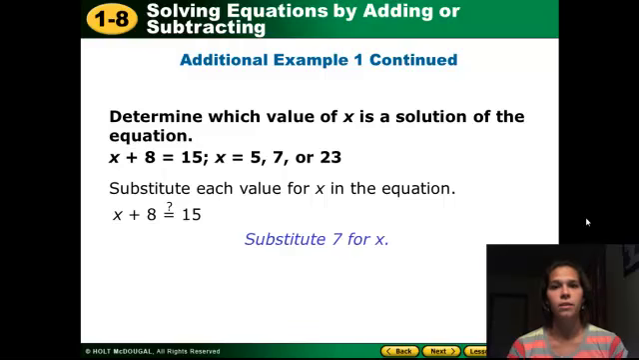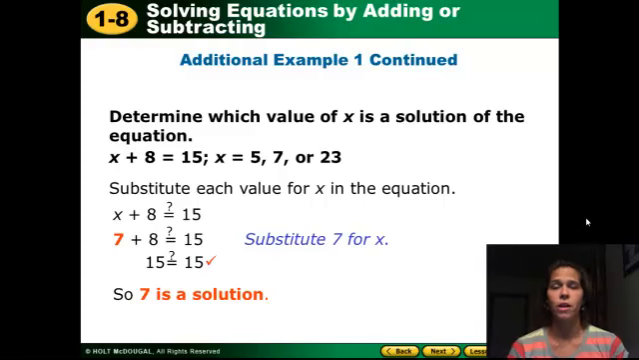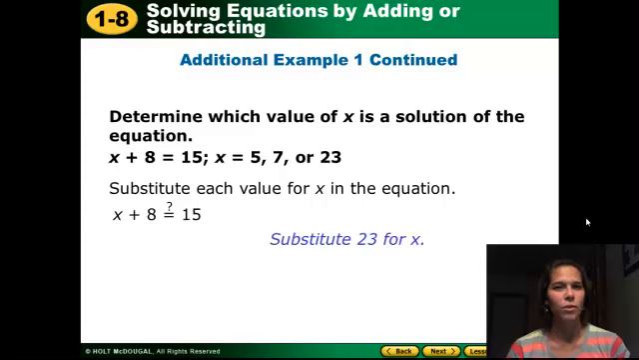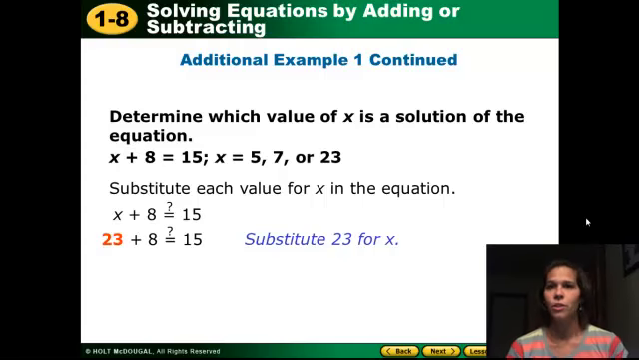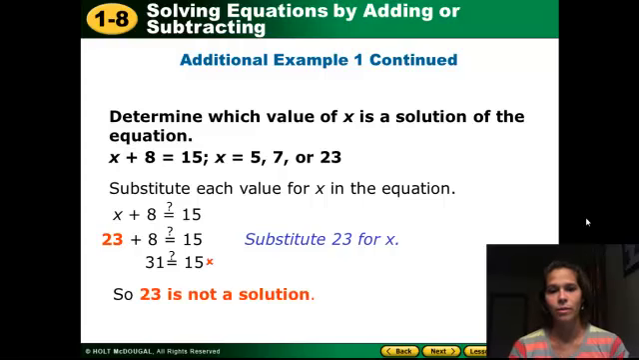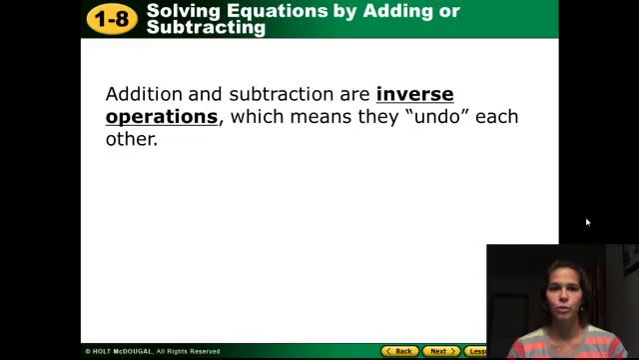If I move on to substitute 7 for x, now I have 7 plus 8 on the left-hand side of my equation. Is that equal to 15? If I add those together, I get 15 equals 15, which is a solution. So 7 is a solution, I know that. I pretty much know that 23 is not going to work in this case, but you can have equations where you will have more than one solution. In an addition equation, you rarely will have this. So I'll go ahead and plug in 23 plus 8, combine that to get 31, which is not equal to 15, so 23 is not a solution.